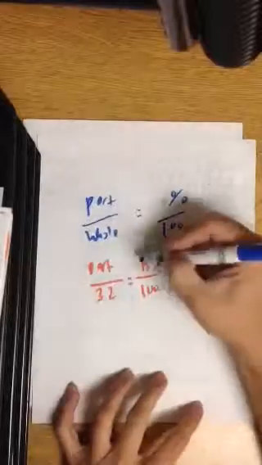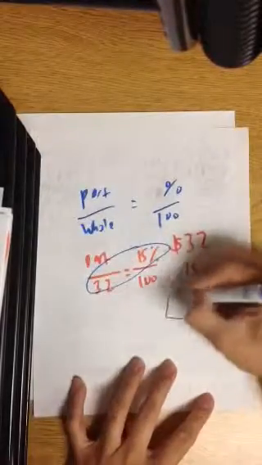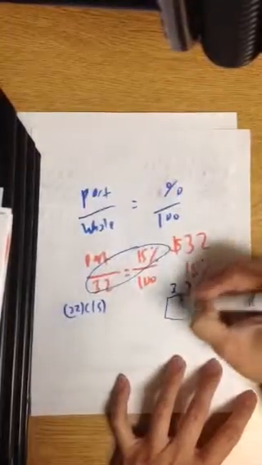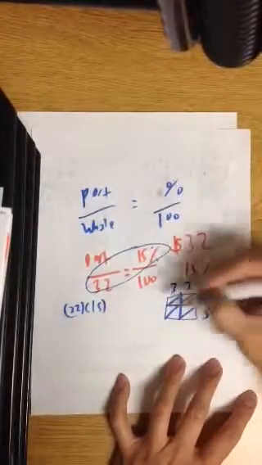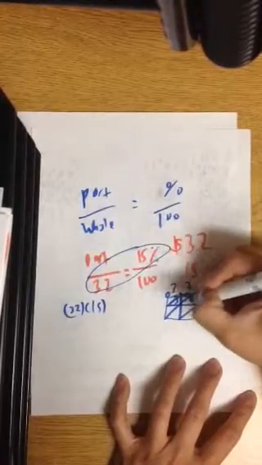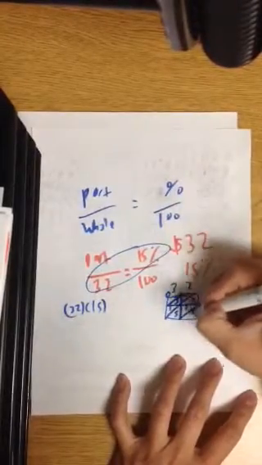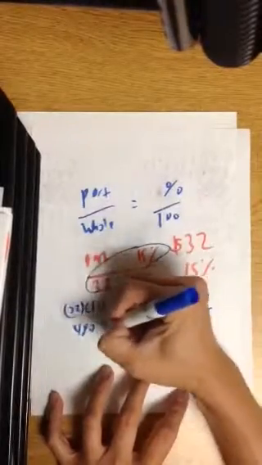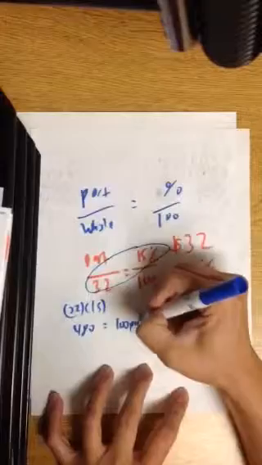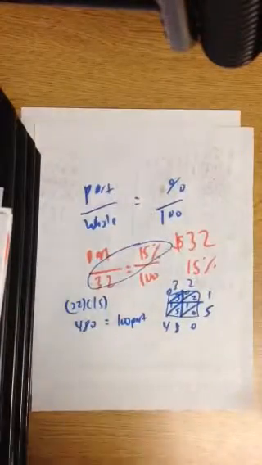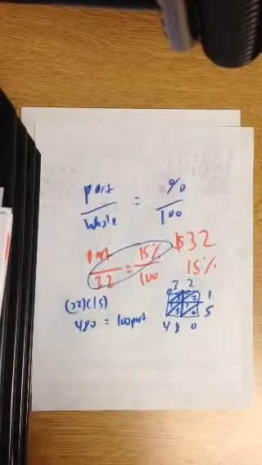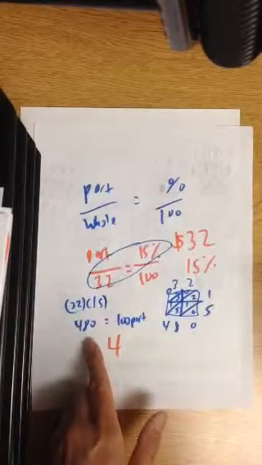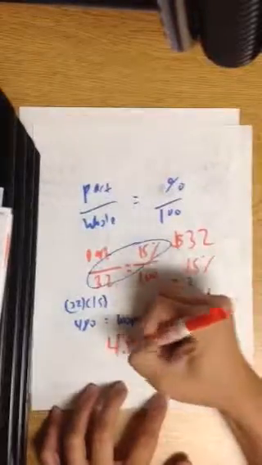Can 32 go into 100? No, it cannot. I think we're going to have to do cross multiplication. What is 32 times 15? I prefer lattice multiplication. Again, do what you feel comfortable with, as long as you get the correct answer of 480. Then you have 100 groups of something that makes 480. 4 gives 400, and the remainder is 80. So it's 80 hundredths.